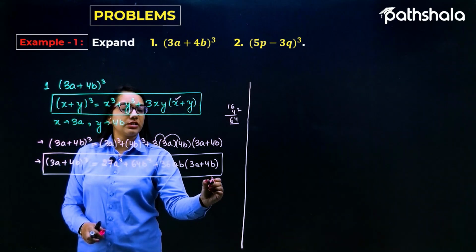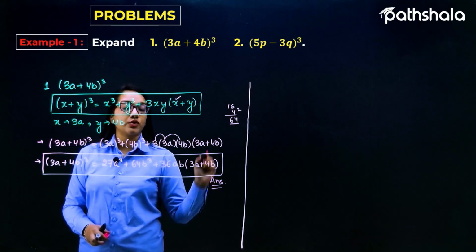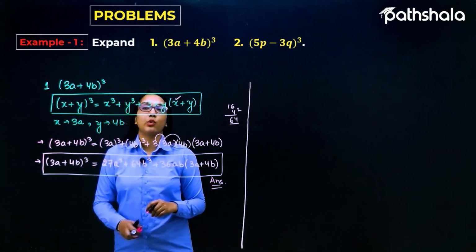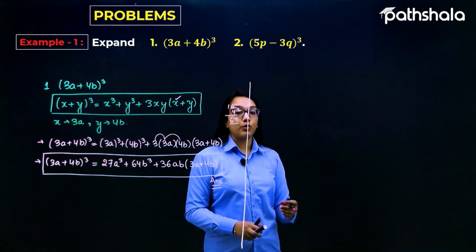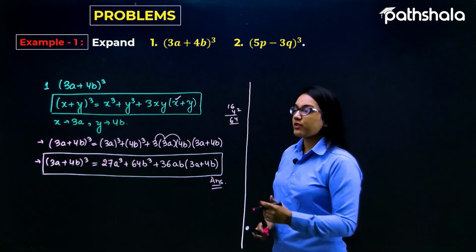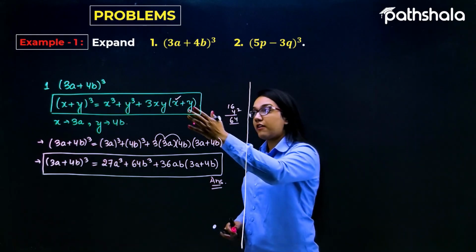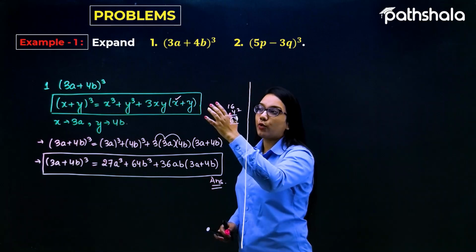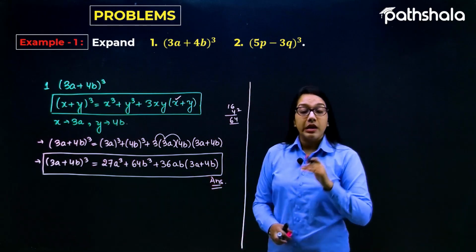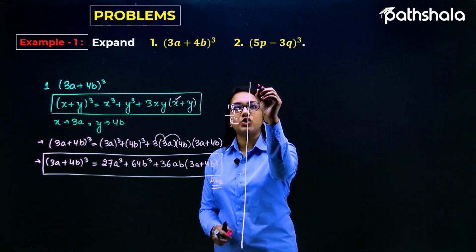So let us suppose this is nothing but our answer because we have used the expansion of (x plus y) whole cube, which is x cube plus y cube plus 3xy (x plus y). So using this particular algebraic identity, we have expanded (3a plus 4b) whole cube in this particular form. Now let's talk about the second one.